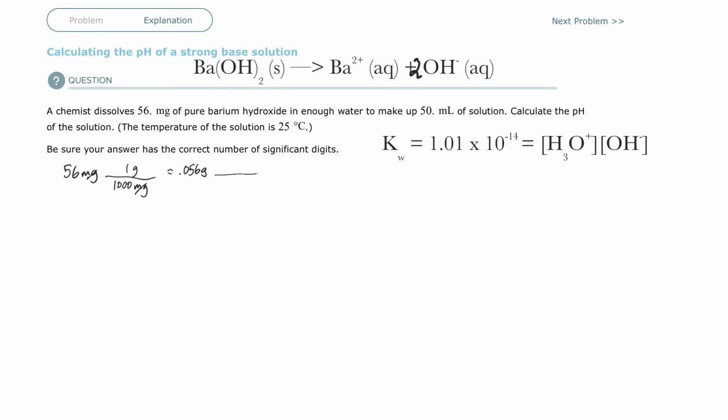The molar mass of 1 Ba, 2 O's and 2 H's is 171.34168 grams per mole. Grams will cancel, and you end up with 0.0003268332 moles of barium hydroxide.